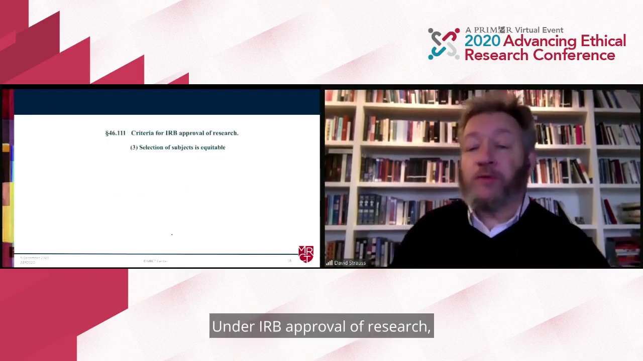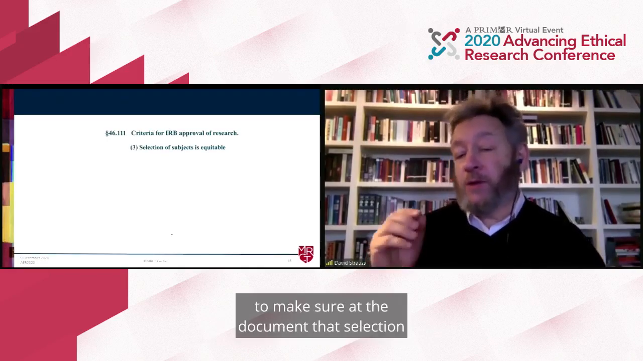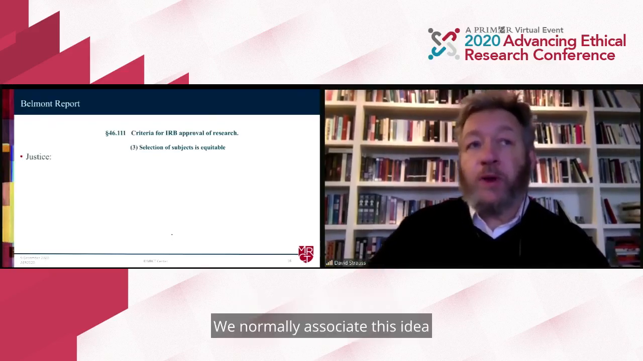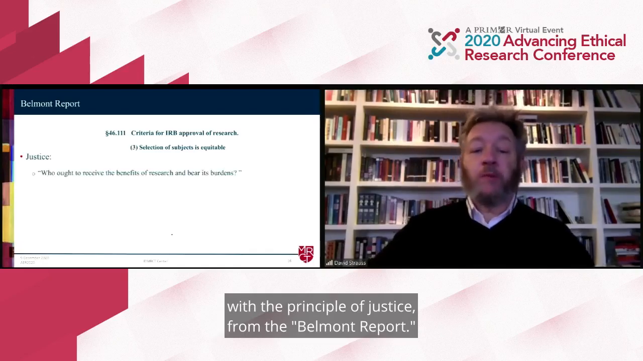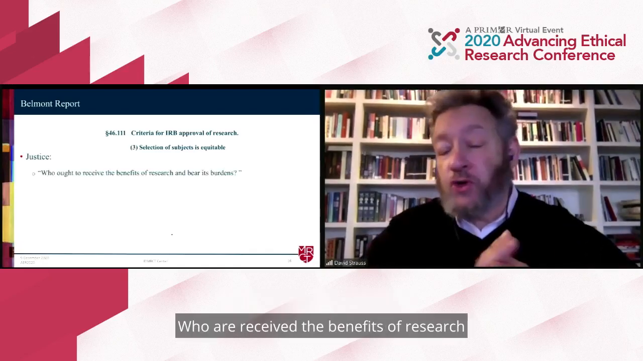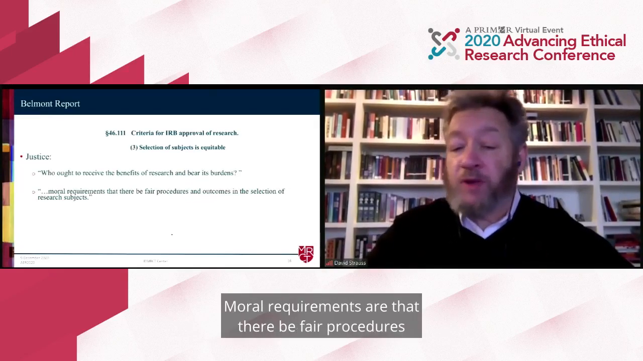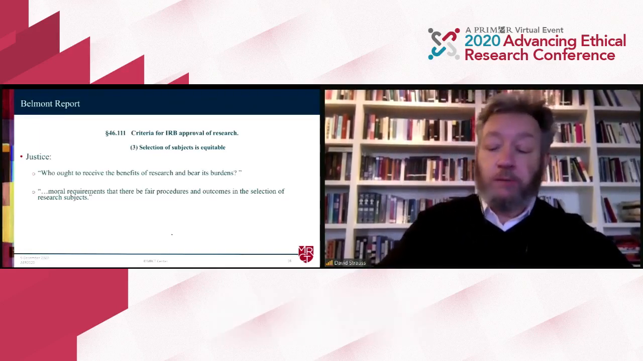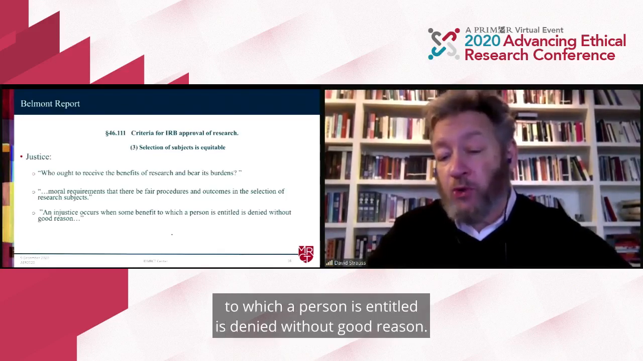Under IRB approval of research, we know that we're required under 111.3 to make sure and to document that selection of subjects is equitable. We normally associate this idea with the principle of justice from the Belmont Report. Who ought to receive the benefits of research and bear its burdens? Moral requirements are that there be fair procedures and outcomes in the selection of research subjects. And finally, that an injustice occurs when some benefit to which a person is entitled is denied without good reason.